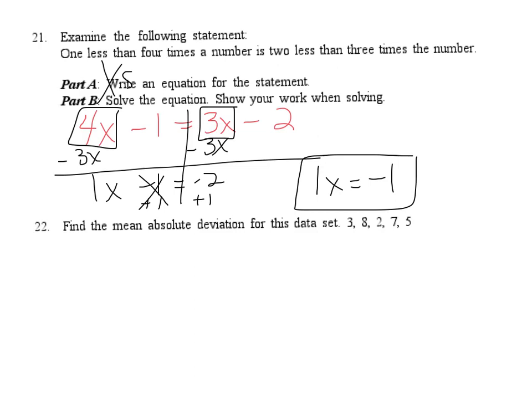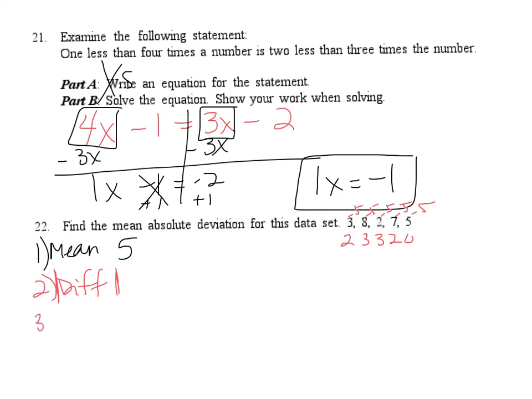22, I'm going to find the mean absolute deviation. So my first step is to find the mean. I'm going to add those up and divide by 5, and I get the mean is 5. So now I'm going to subtract 5 from each one. So that's finding the difference. And remember, it's the absolute value of the difference. So I'm going to subtract 5 from each one. So I get 2, 3, 3, 2, and 0.